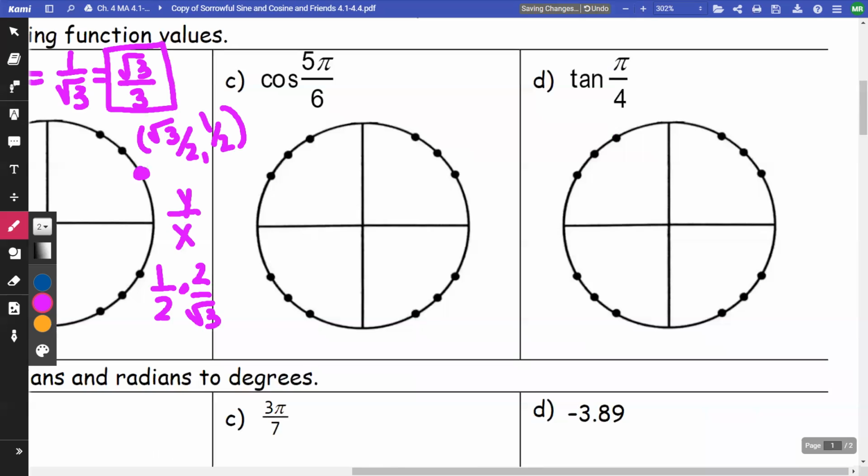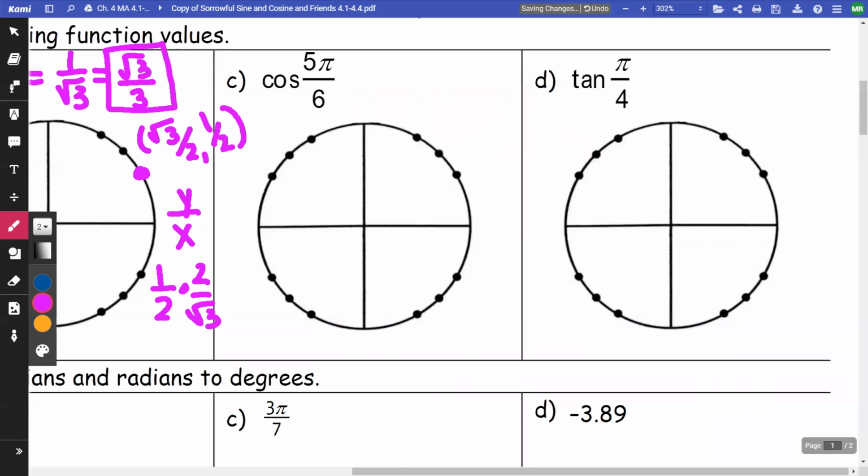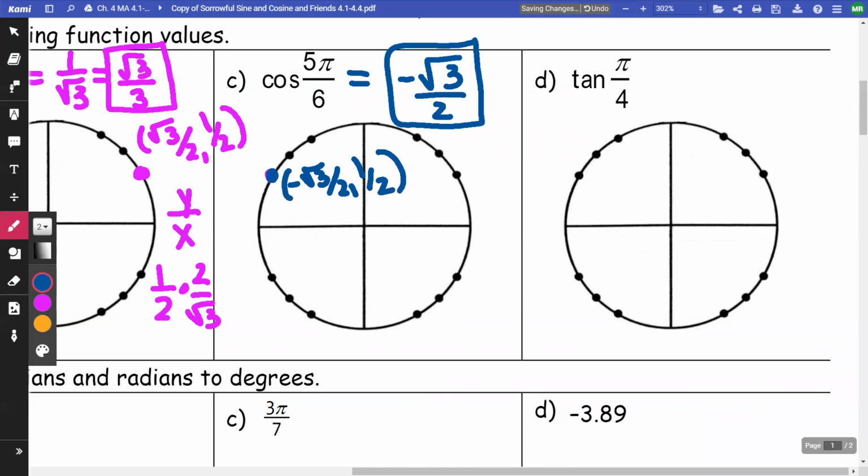On C, cosine of 5pi/6 is going to be right here. Let me just do that in a different color. The coordinate at that point is going to be -√3 halves, comma, 1 half. And I want cosine, so cosine is going to be the x, which is -√3 over 2.